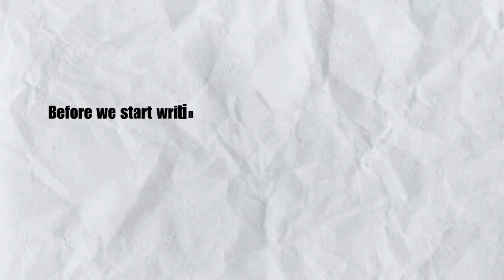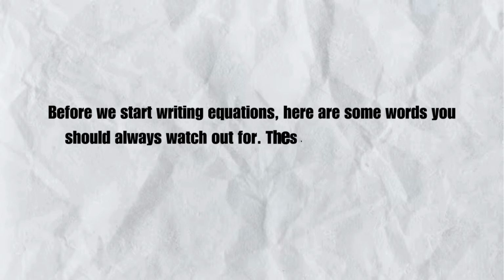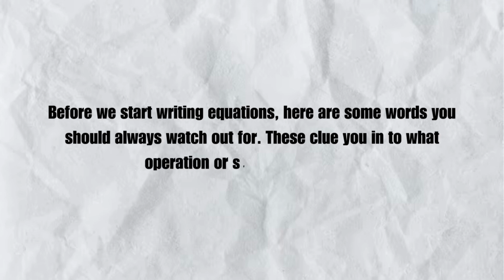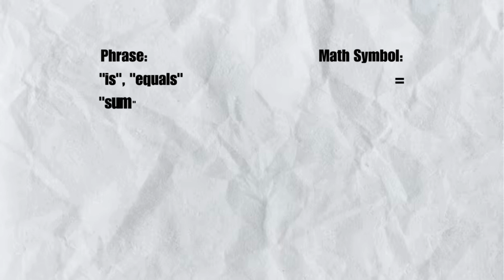Before we start writing equations, here are some words you should always watch out for. These clue you into what operation or symbol you'll need. First up, we have is and equals. They represent the equal sign. Second, we have sum and added to. That is the addition sign. Difference is the subtraction sign.